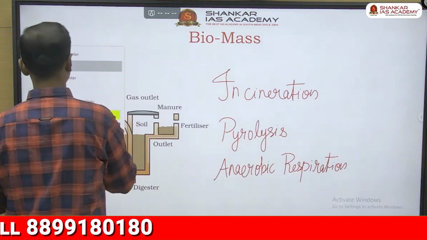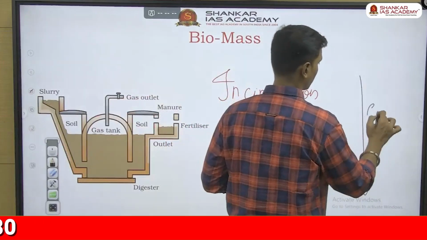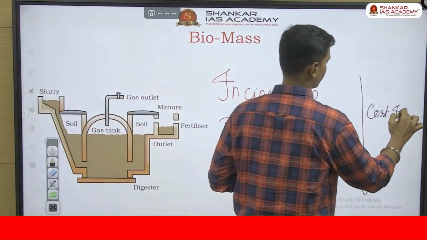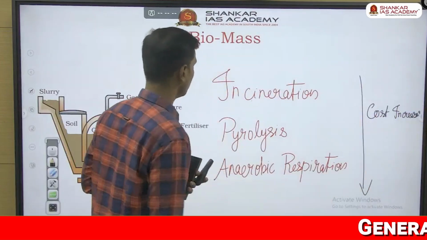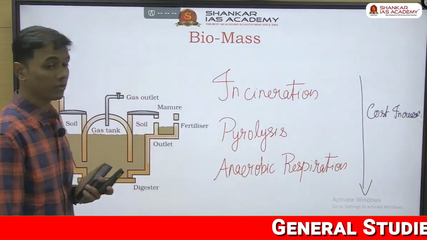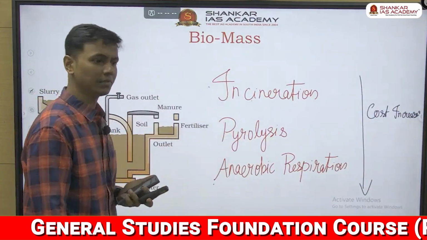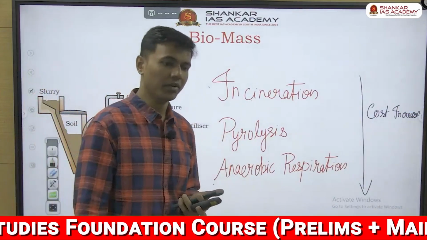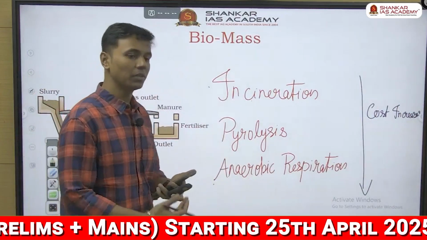The reason I mentioned these three is, moving from top to bottom, the cost increases. That is, this is the cheapest method and this is the costliest method. But even though the cost increases, this is least polluting, this is highly polluting. Because when you burn something, what happens? Unfiltered. When you burn firewood, a lot of carbon monoxide and other gases will be emitted. But anaerobic respiration is relatively lesser.